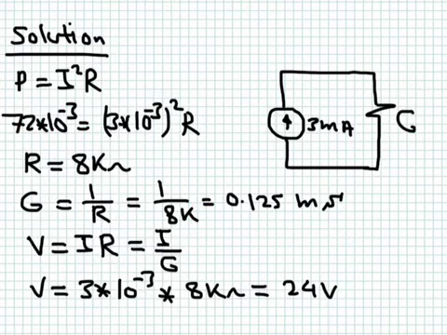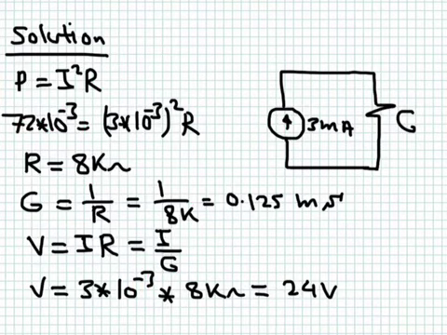Okay, so now we got the value of G. If you want to get the voltage drop across this conductance G, what you have to do, you have to multiply I with the value of R, the equivalent R, or divide I by the value of G. So this is the expression you should use.